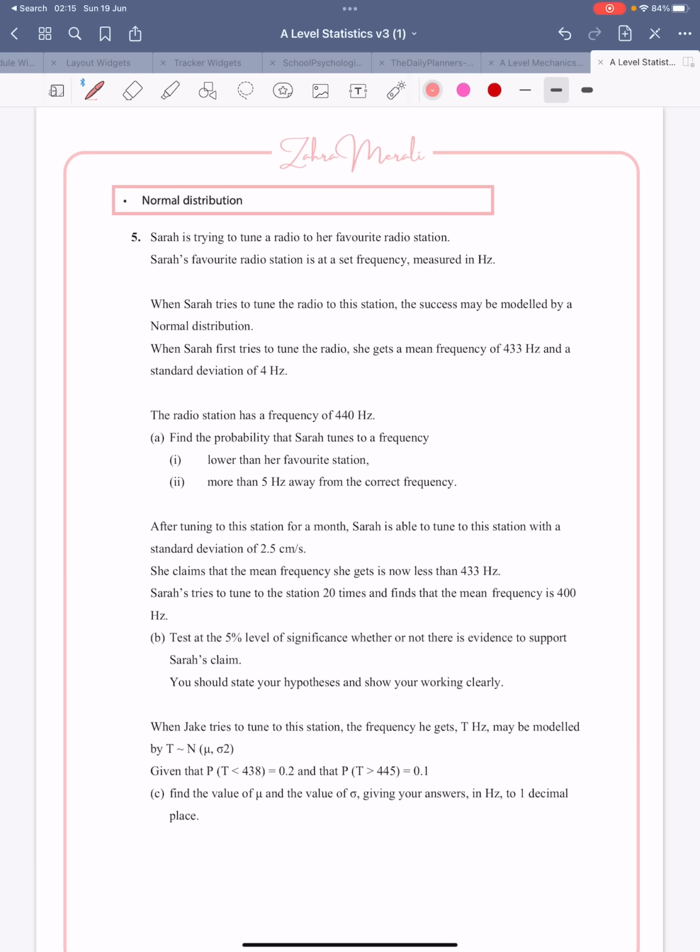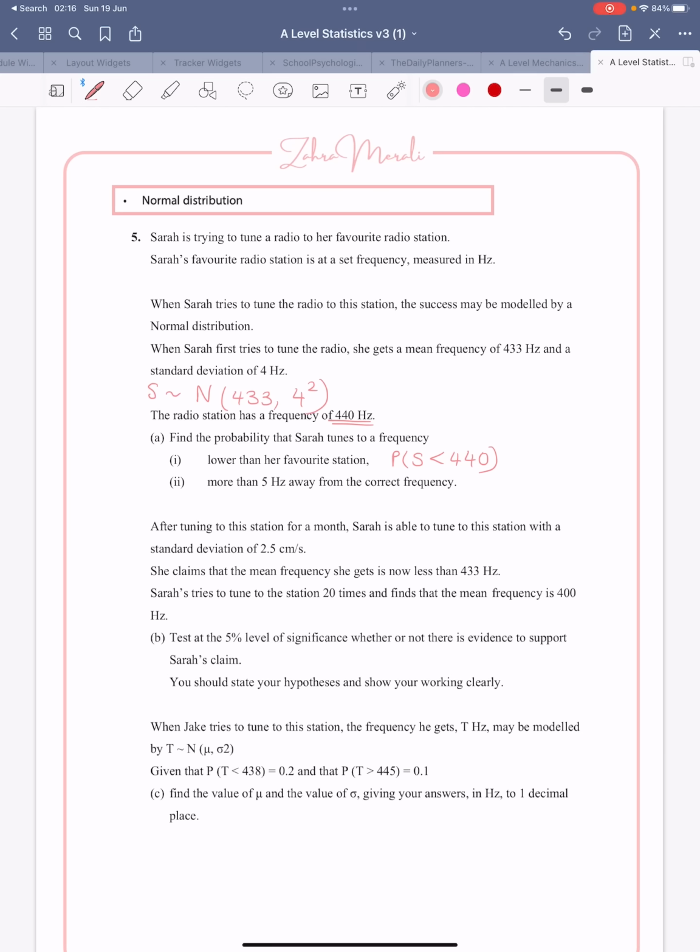Okay, we've got a normal distribution question here. We're told that Sarah, tuning her radio station, is normally distributed 433 and a standard deviation of 4, which we square. So she wants a radio station with 440. We want to know the probability that RS is less than her 440. You're going to use your calculators. Remember, equals doesn't mean anything in normal distribution because it's continuous.